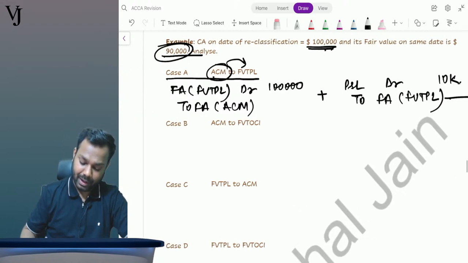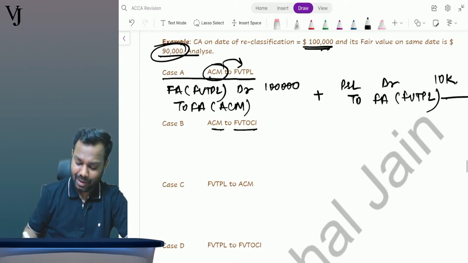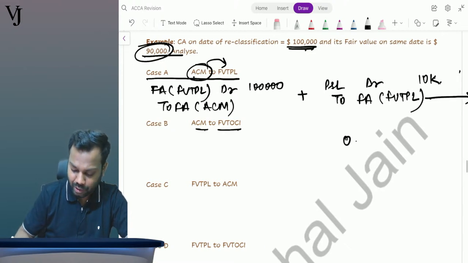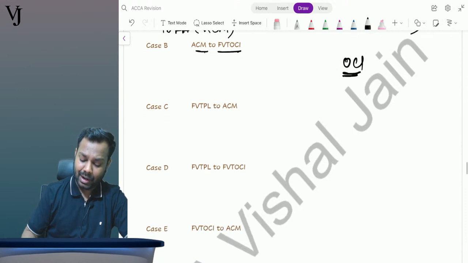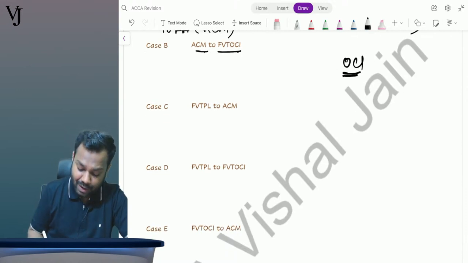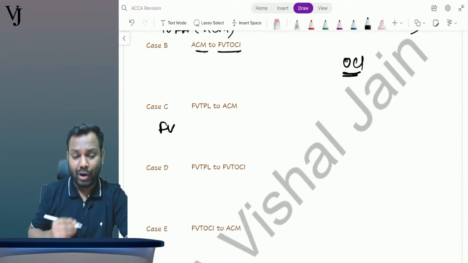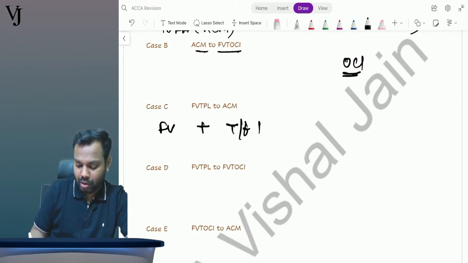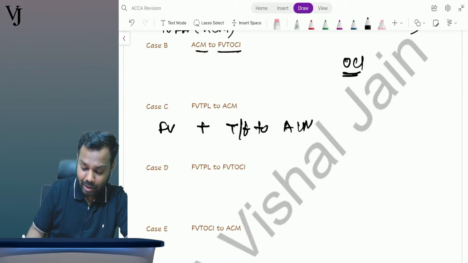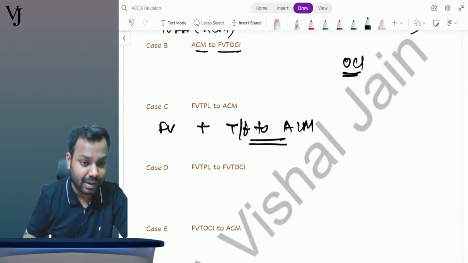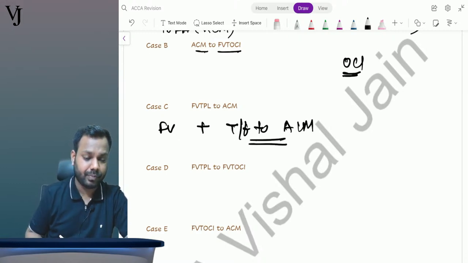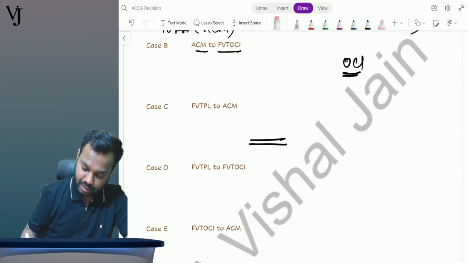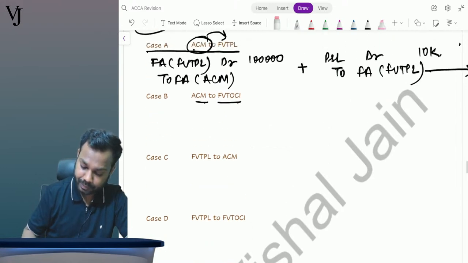Okay. Now similarly FA at FVT OCI, same entries, but here the gain or loss will be transferred to OCI. First of all I will do the fair valuation and then I will transfer to amortized cost method. Guys, will you be able to pass the journal entries or do you want me to pass the journal entries? Tell me. Let us pass it. I don't want to take a chance here.